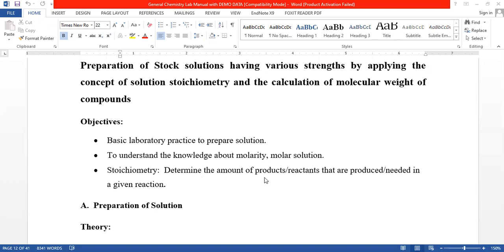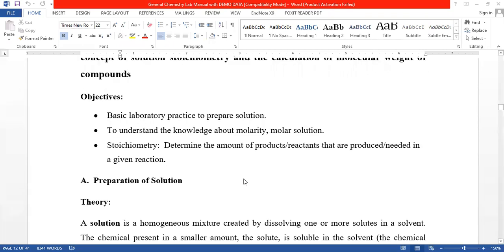Stoichiometry determines the amount of product or reactants that are produced or needed in a given reaction. Whenever we are talking about the amount of product and reactant that will be required or produced during a chemical reaction, it is called the concept of stoichiometry.